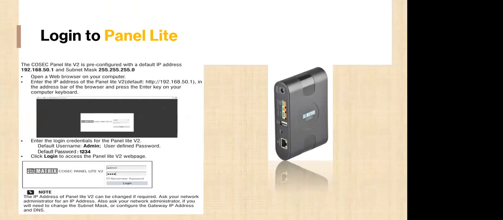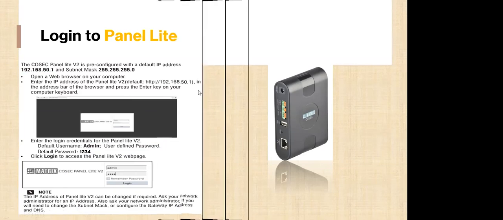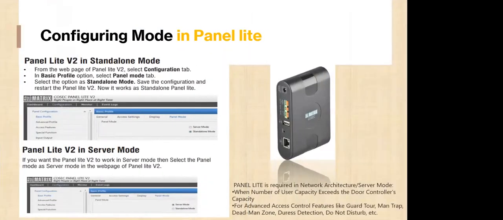Again, this is for the Panel Lite. The Panel Lite is pretty much what you're going to log into. That will be 192.168.50.1 as a default configuration. You log into it, there's going to be a web interface. You log in with the username admin, password 1234. And from there, you're going to configure all your settings like the users, enrollment for the cards, and so forth.